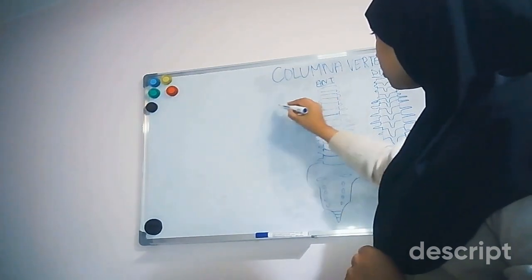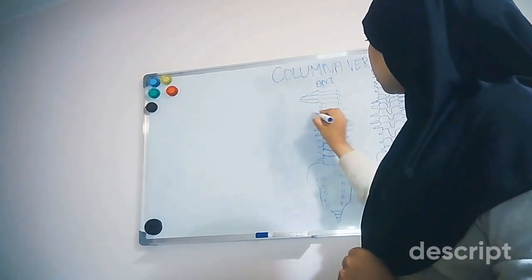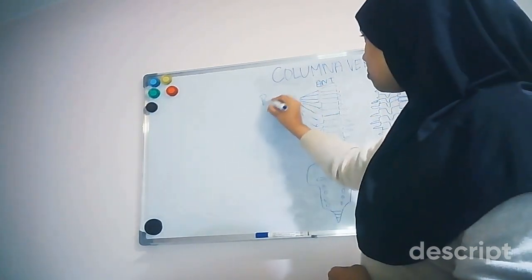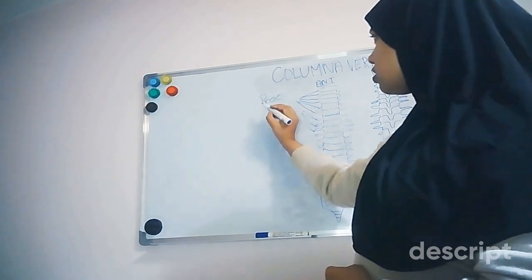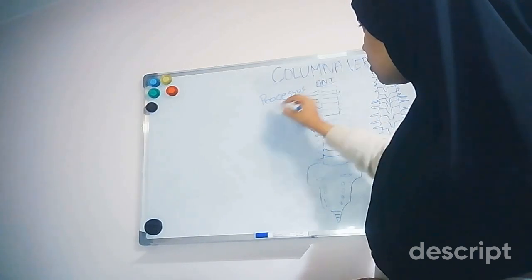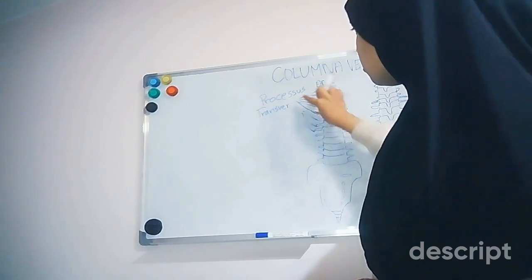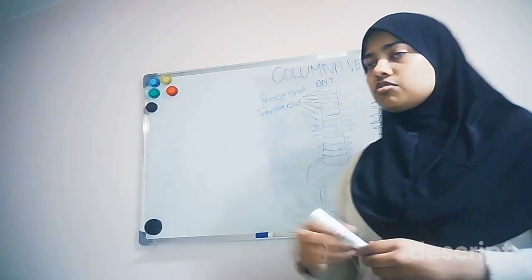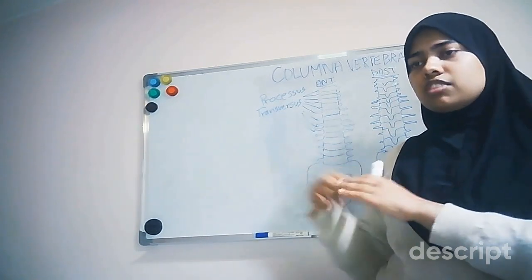And all of these are processus transversus. I'll just show you. All these protrusions that you can see, all of them, processus, this is how you abbreviate it, processus. I'll just write it out in full. Processus transversus. All these bony protrusions that are protruding sideways.